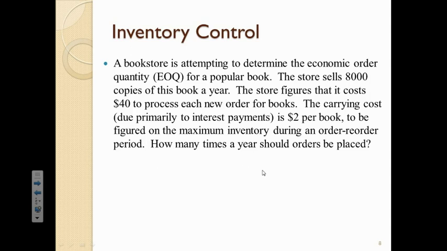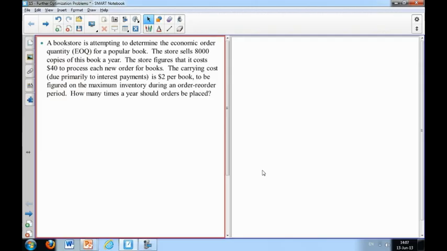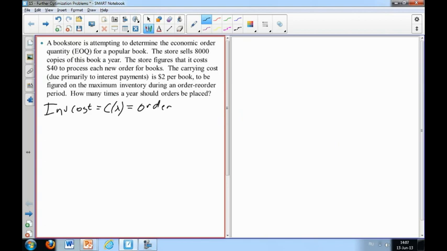How many times a year should orders be placed? And of course the follow-up question is, how many books should be ordered each time? Well, if we work with this, we know that our inventory cost is ordering cost plus carrying cost. I'm going to switch over. This is the same problem, but it simply gives more board space to work with. When we work with this, our inventory cost is our C of X, and that's going to be the ordering cost plus the carrying cost.